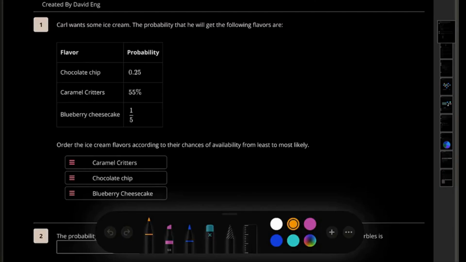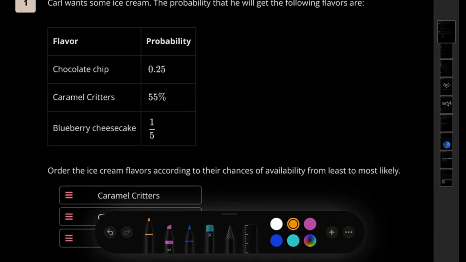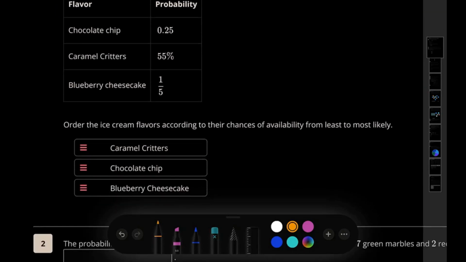Hey stats lovers, this is your favorite math teacher, Mr. Ng. Let's go over the Chapter 4 test taken on April 27th. Carl wants some ice cream. The probability that he'll get the following flavors are chocolate chip, caramel critters, and blueberry cheesecake. Order the ice cream flavors according to the chance of probability from least or small to big.